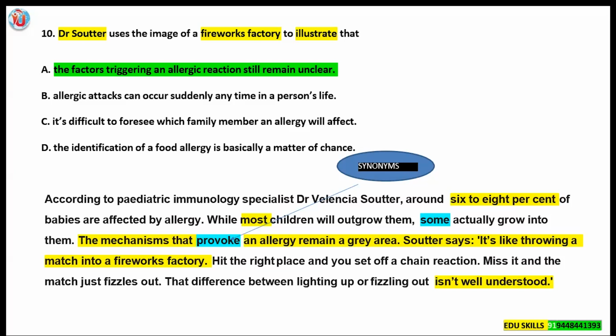It will reduce in their body as they grow, or some actually grow into them. That means some will actually have that problem as they grow also. But it's not mentioned.